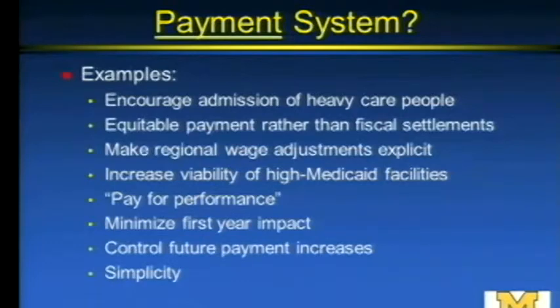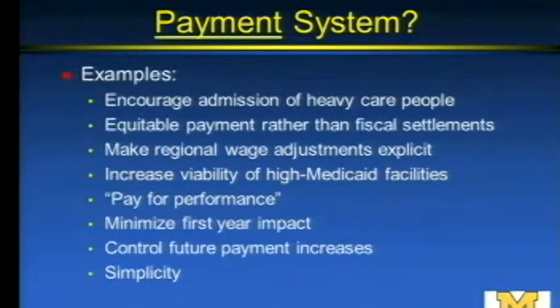You want to design a payment system that encourages admission for heavy care people. So, for example, you may want to have a system that pays more than the right amount, if you will, for heavy care people, overpays for heavy care people, and underpays for lighter care people to provide an incentive to admit heavy care people. Or it could just pay for those on admission. Only when they get admitted, say for the first 30 days, you get that additional payment.